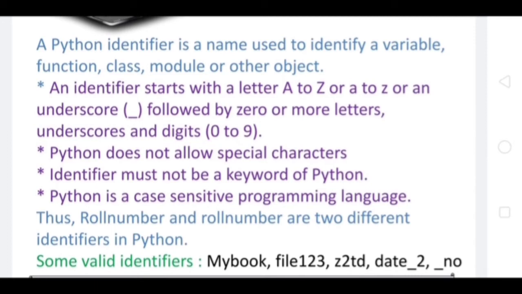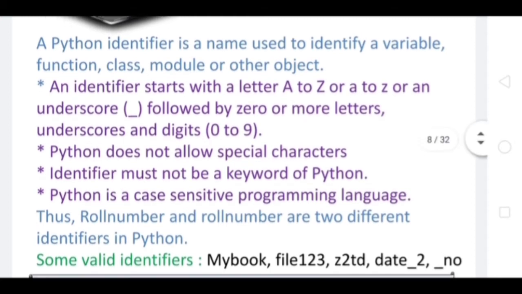Next is the Python identifier. The identifier, as the name itself says, is used to identify the variable, function, class, module or other objects. That means suppose we want to give a name to any constant value, so that name is nothing but an identifier. There are certain rules of declaring identifiers: it starts with a letter A to Z or small a to z, or an underscore, followed by zero or more letters. It does not allow special characters. An identifier must not be a keyword of Python.